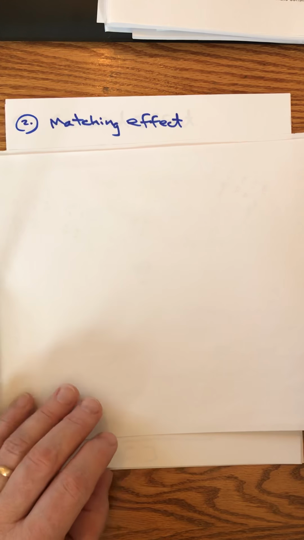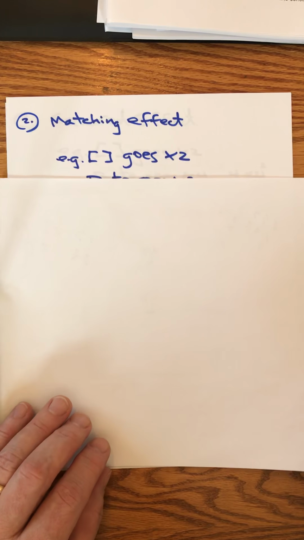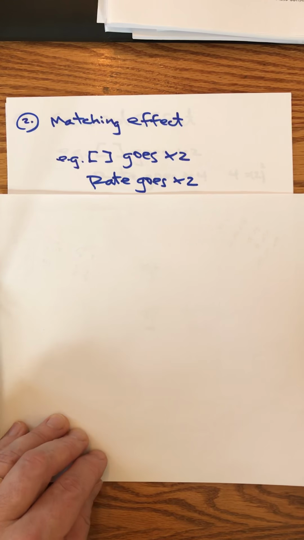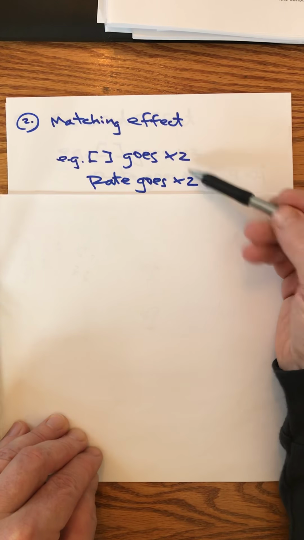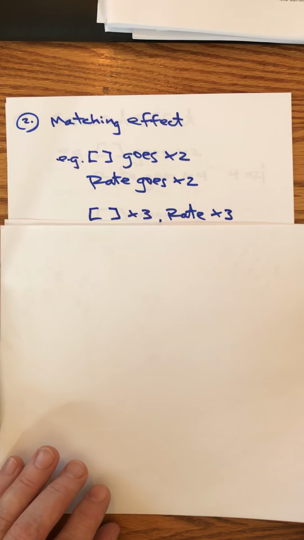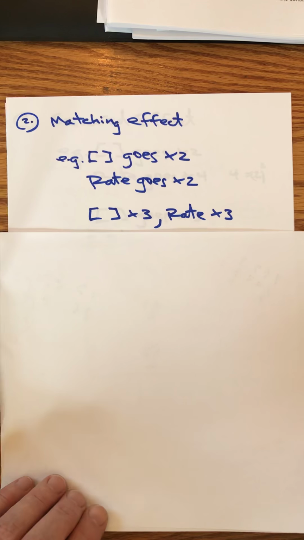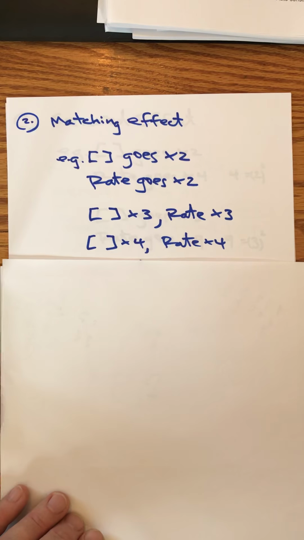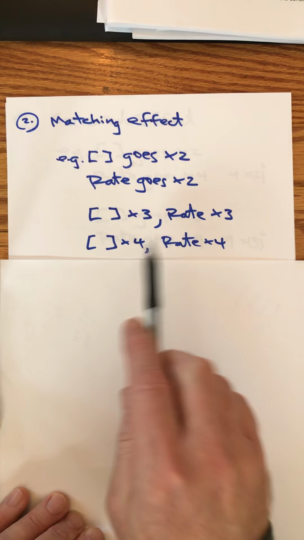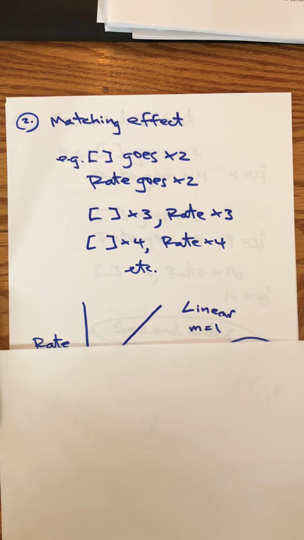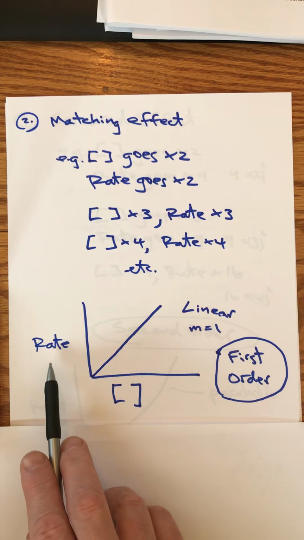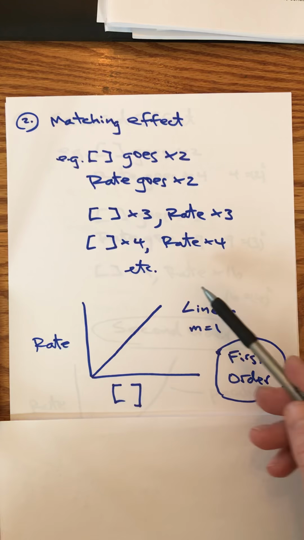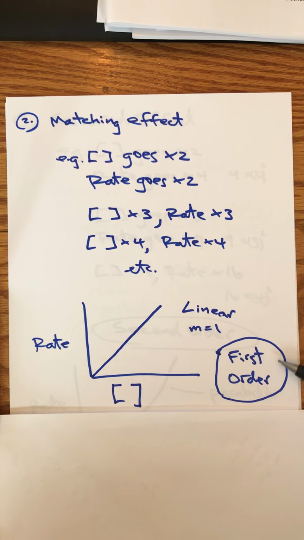What if you have a matching effect? So I took my concentration, I doubled it, and hey, it's going twice as fast. It does whatever I do. I took my concentration, I tripled it. Yeah, it went 3 times faster. I took my concentration, I quadrupled it. Yeah, it went 4 times faster. It's matching it, 1 for 1. Well, if you had rate as a function of concentration, you'd get a straight line with a slope of 1. We call that first order.